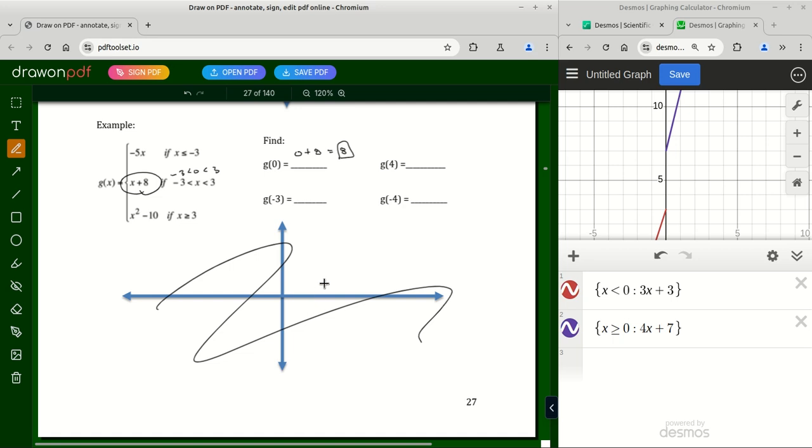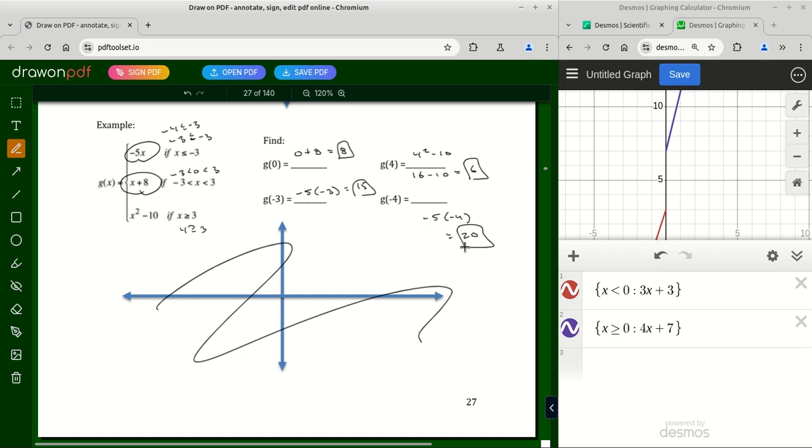Good. Okay, negative 3. Is negative 3 less than or equal to negative 3? Yeah, because of the equal sign down there. So negative 5 times negative 3, plug it in right there, positive 15. 4. Is 4 greater than or equal to 3? So 4 squared minus 10. 16 minus 10 is a 6. Last bit, negative 4. Negative 4 is less than or equal to negative 3. Yep, using this guy one more time. Negative 5 times negative 4 makes a positive 20.